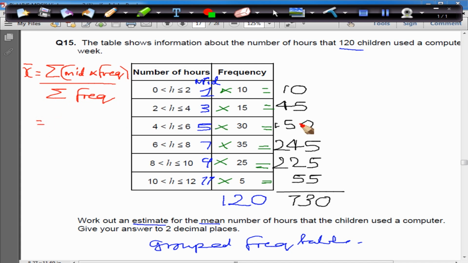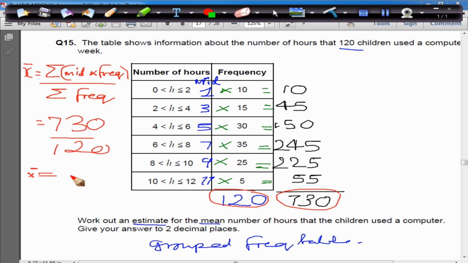So now let's do it. Now, the midpoint times by the frequency sum is where? There. So that goes on top. So 730 is the sum of the midpoint times the frequency, and we divide it by the sum of the frequency, which is here, 120. So we've got 730 divided by 120. That gives us the mean. So what do we get for that? 6.0833. We've got to give 2 decimal places. 6.08. Done. So the mean is equal to 6.08. What do you get? Happy with that? Yeah? Okay.